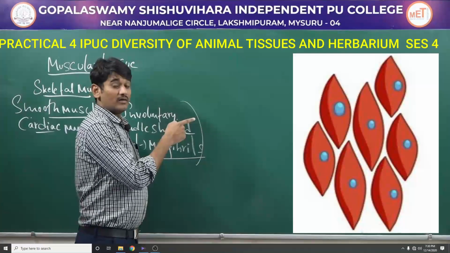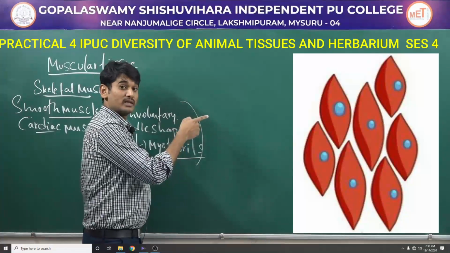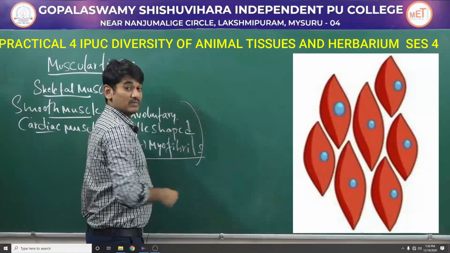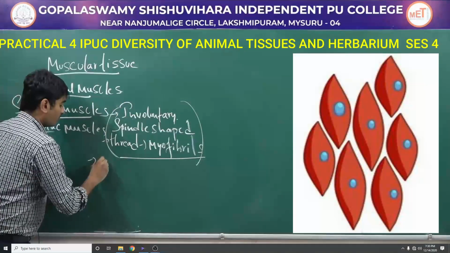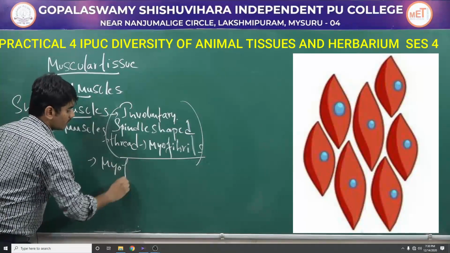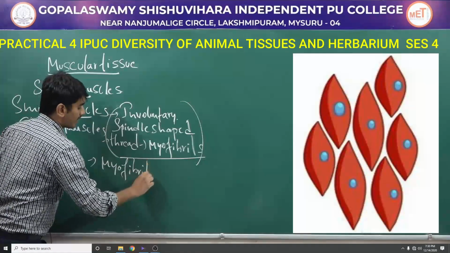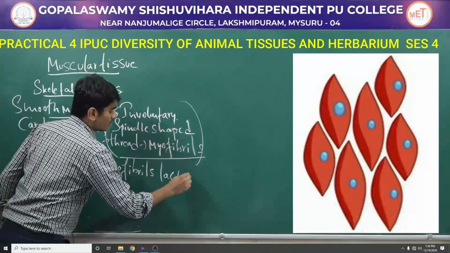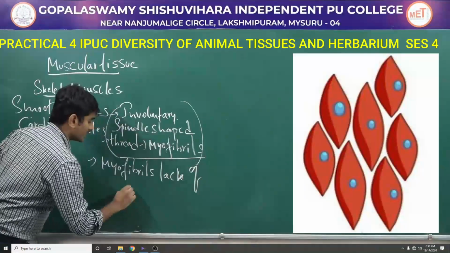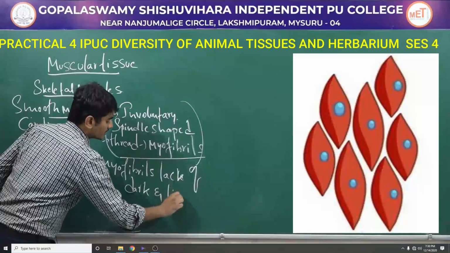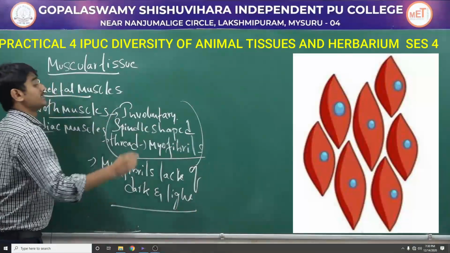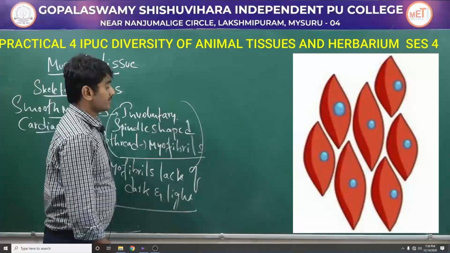Sarcolemma with thin sarcoplasm and presence of a centrally placed nucleus, and the myofibrils lack dark and light bands. Lack means absence of dark and light bands in these involuntary muscles.